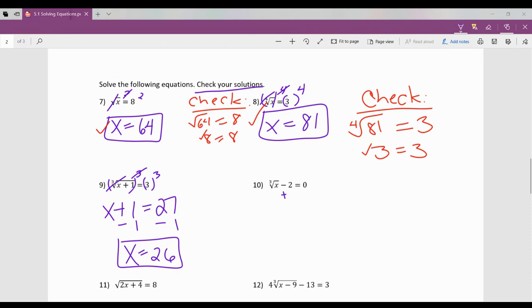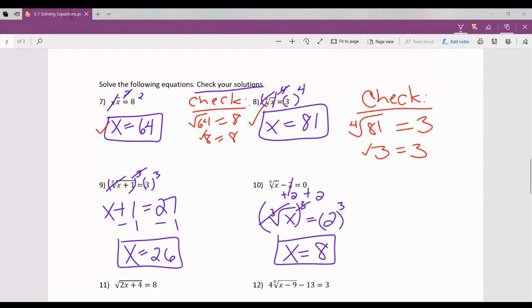All right, for number 10, the minus 2 is on the outside. So I'm going to get rid of that first. So I'm going to add 2. So I get the cube root of x equals 2. Now I get rid of the cube root by cubing both sides, raising both sides to the third. So the exponent and the root cancel. X equals 2 to the third. That's 2 times 2 times 2. That's 8.